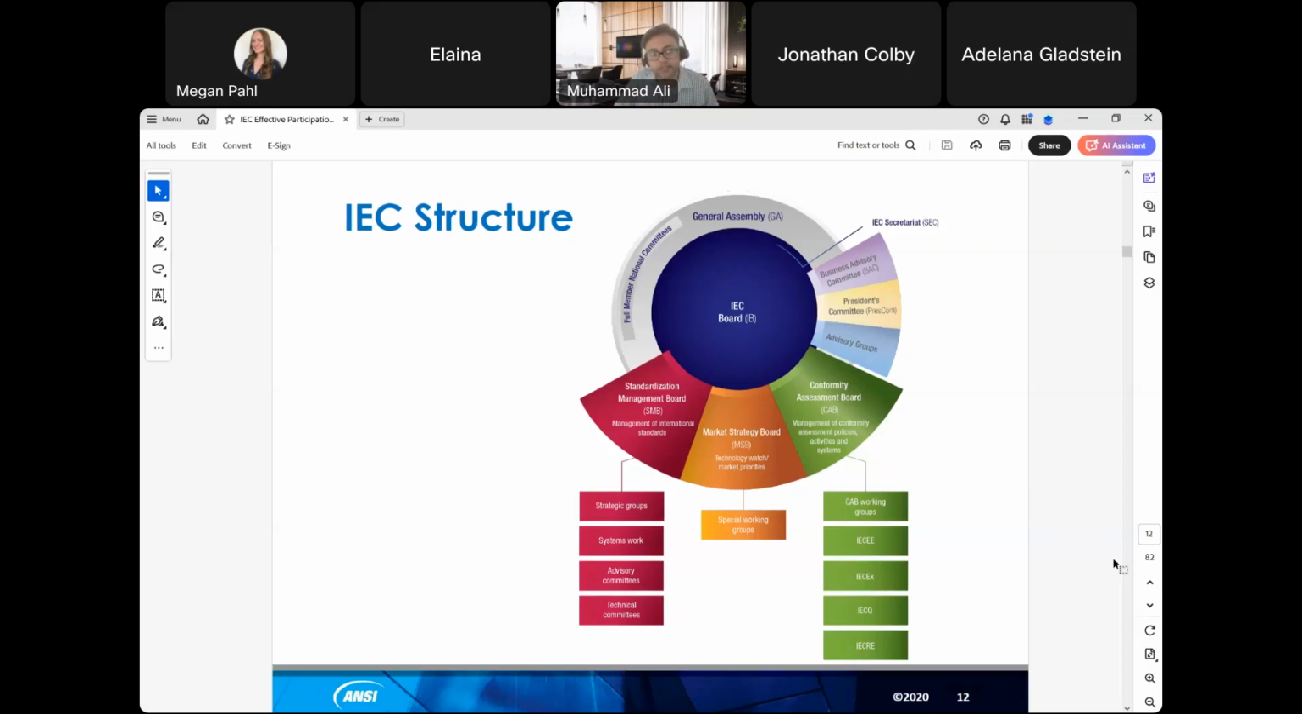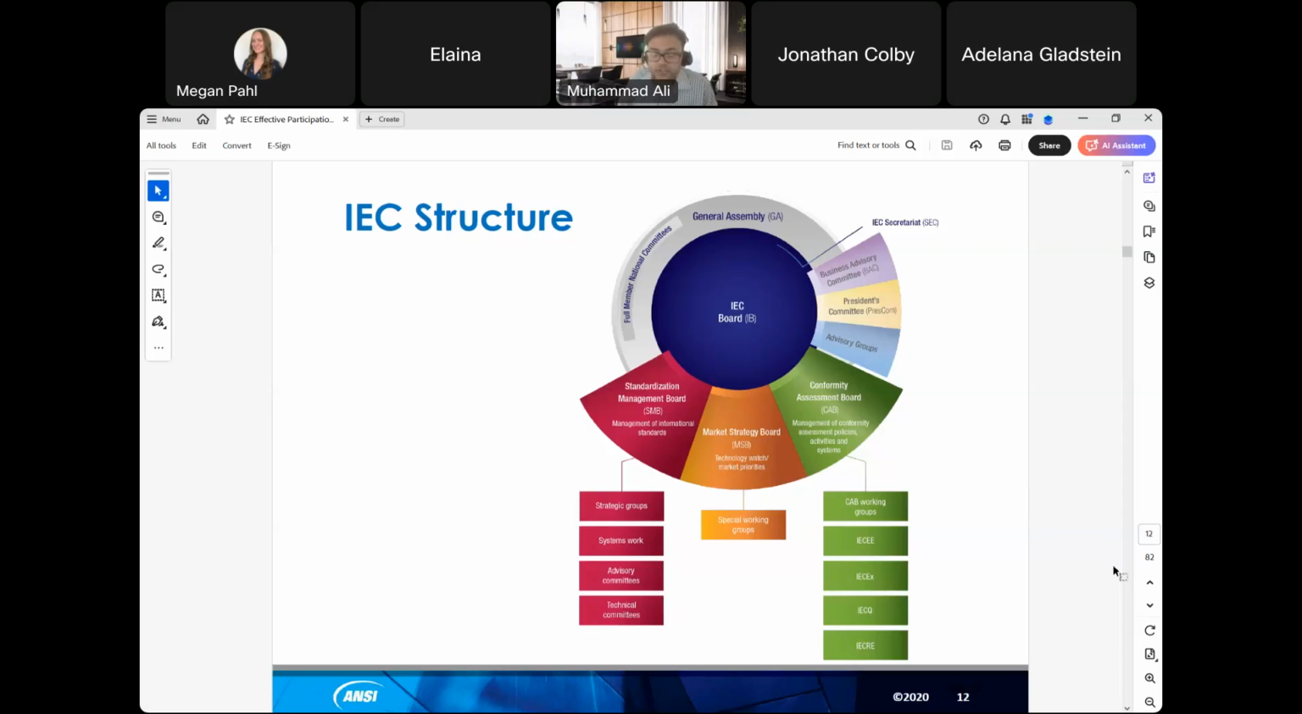The Joint Technical Committees, which not only report to IEC, but have two parents and report to both ISO and IEC. So now we have two JTCs. We have JTC1, which is focused on the information and communication technology components, and then JTC3, which was recently established on quantum. So all that also comes under the technical committees of IEC.